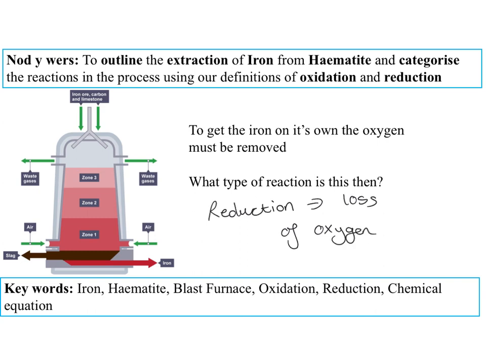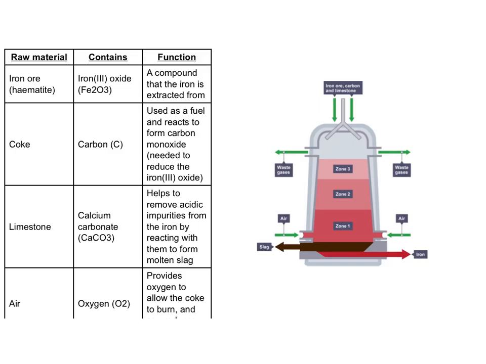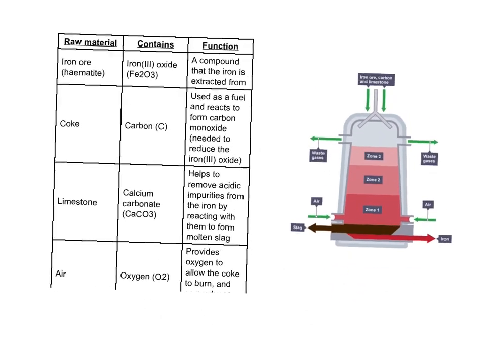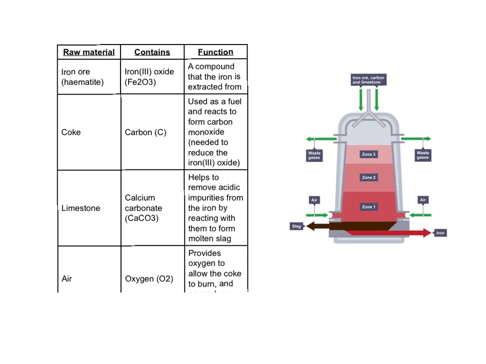Okay. So here are a couple of bits of information. Okay, these are the 4 raw materials that go into making iron. Okay, so getting iron on its own, these are the 4 raw materials. Okay, so we start with iron ore, we start with iron oxide, which is known as iron ore. Okay, and this is the compound that iron is extracted from.